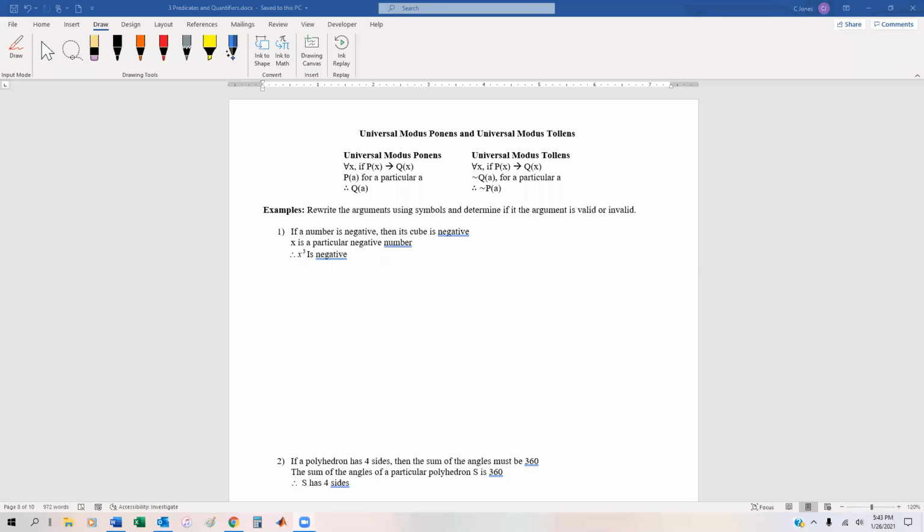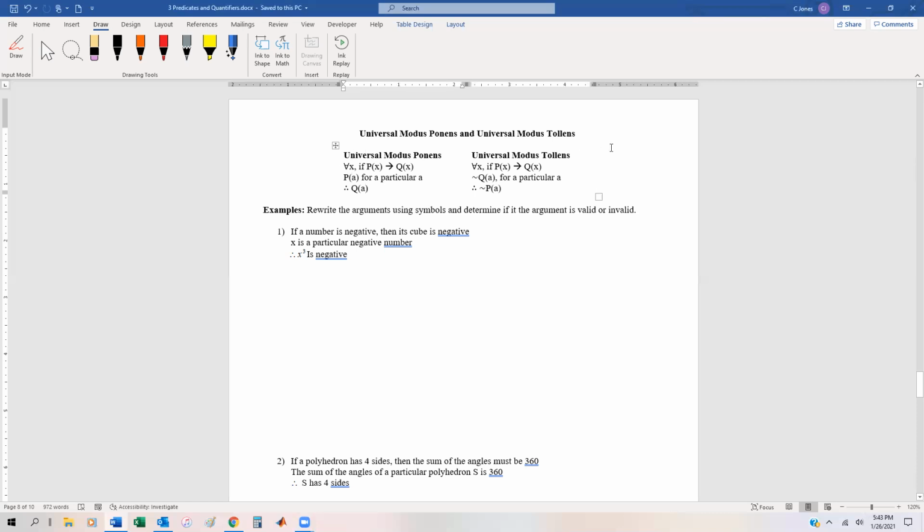In the final section of what we're going to be doing, we're going to be taking a look at universal modus ponens and universal modus tollens. Sort of like a branch off of logic, but it's more geared towards the idea of working with the predicates. Universal modus ponens suggests that if you have anything of this form, so if you have for all x in some domain, if P of x implies Q of x, and P of a for a particular instance a, therefore Q of a.